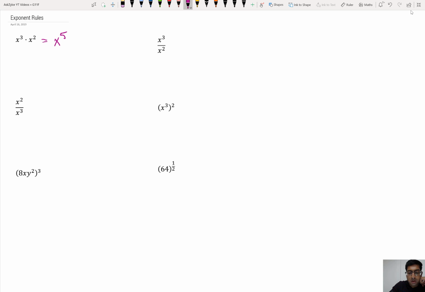When we're dividing powers, the rule is to subtract the exponents. So in this case, you take 3 and you subtract 2. That gets you x to the power of 1.